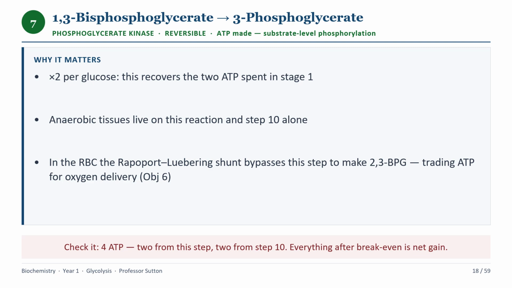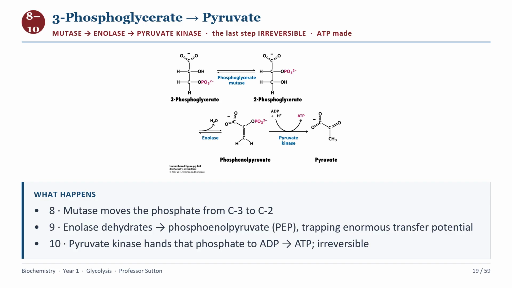Okay, objective 6. Mutase and enolase are a setup. Pyruvate kinase is the payoff. Grouped because only the last is examinable as a control point. The fluoride gray top detail sticks.